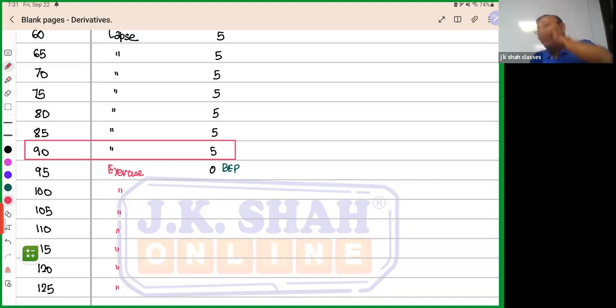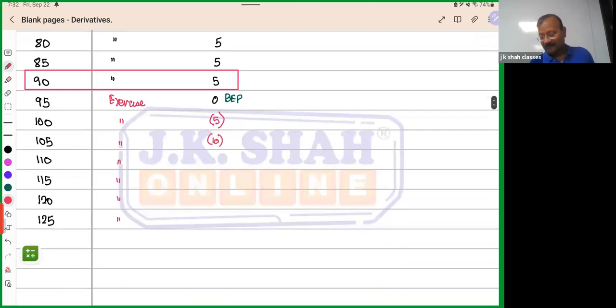See, what have you given him? You have given him the right to buy the stock from you at what price? 90. So he will come to you and ask for the stock. He will pay you 90. But where will you get the stock from? The market. At what price? 100. You will incur a loss of 10, but you have received a premium of 5. Therefore, your loss is 5. And at 105? Once the pattern is established, then you don't need to think.